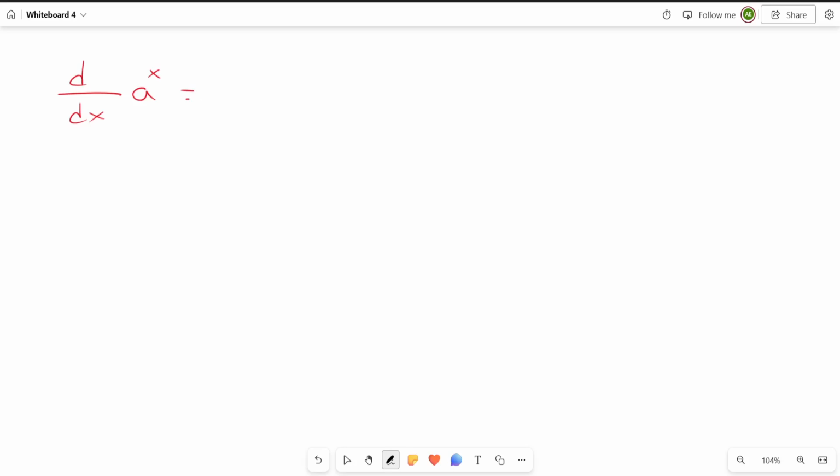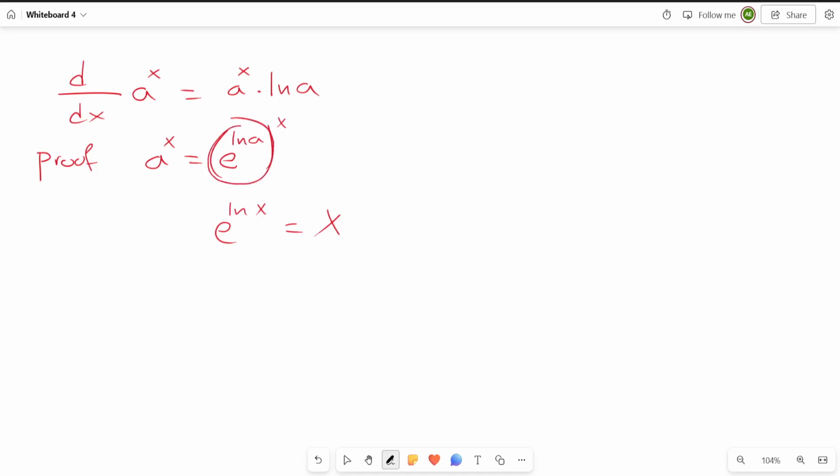This is basically going to equal a to the power of x multiplying ln of a. And I would like to give you quickly the proof for this differentiation. So I can rewrite a to the power of x as e to the power of ln of a to the power of x. Why? Because I know that e to the power of ln anything is basically equal to that thing.